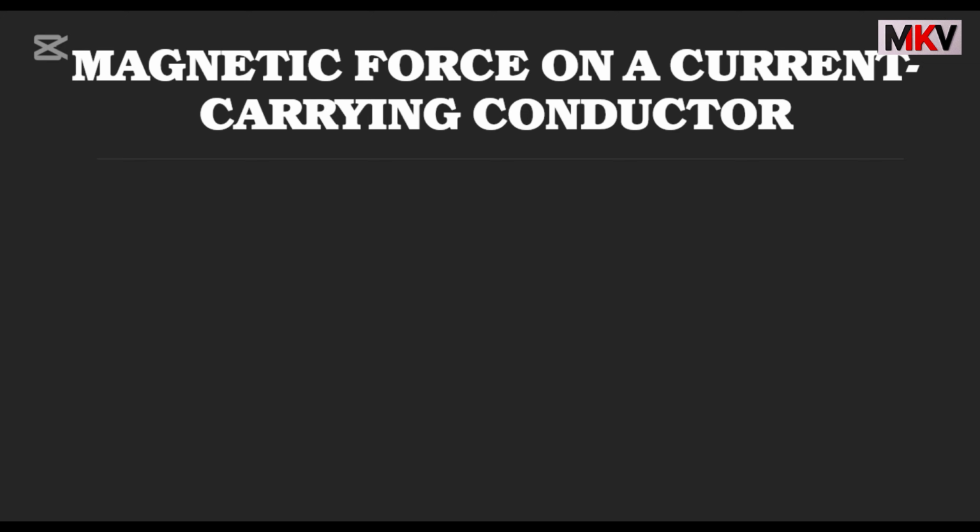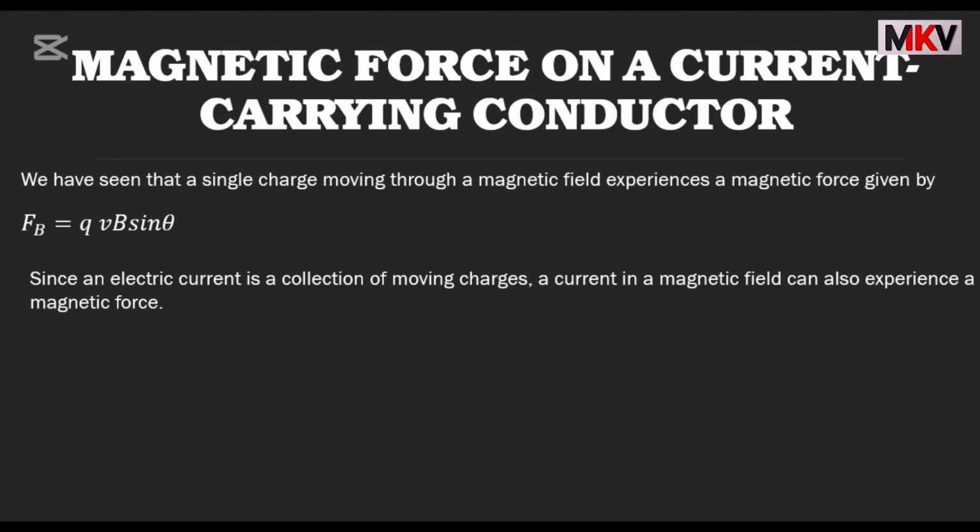Now let's look at the magnetic force on a current carrying conductor. That's a wire. So what is the force present in a wire that has moving charges and carries current? We have seen that a single charge moving through a magnetic field experiences a magnetic force, given by F equals qvB sin theta. Since an electric current is a collection of moving charges, a current in a magnetic field can also experience a magnetic force.